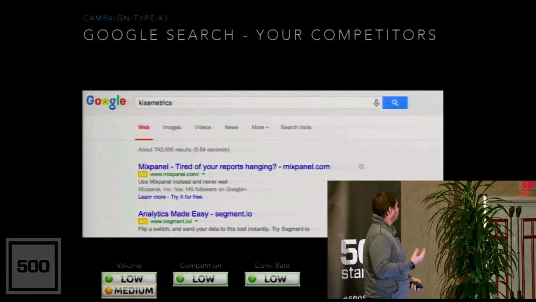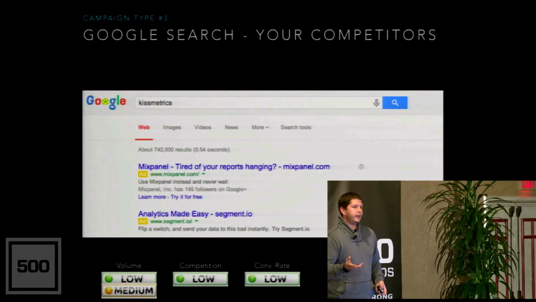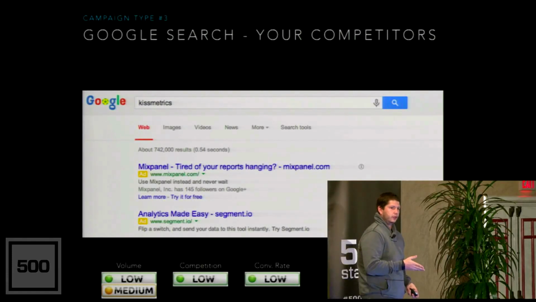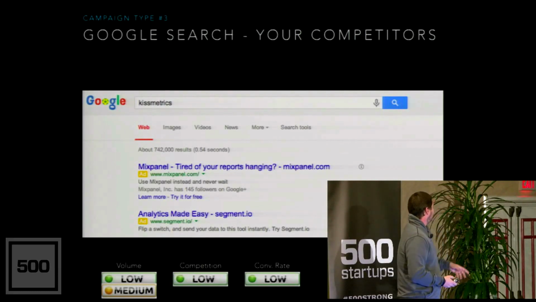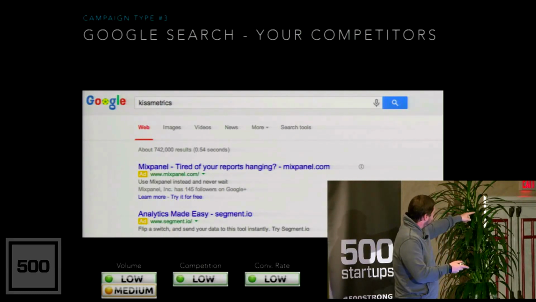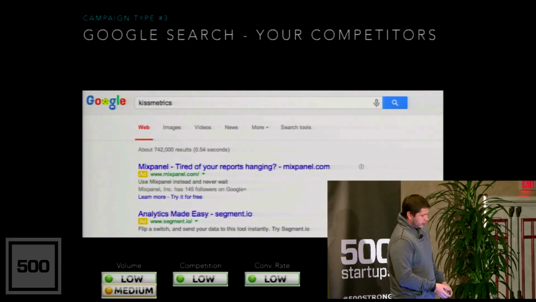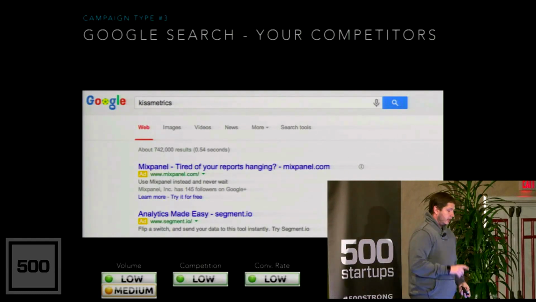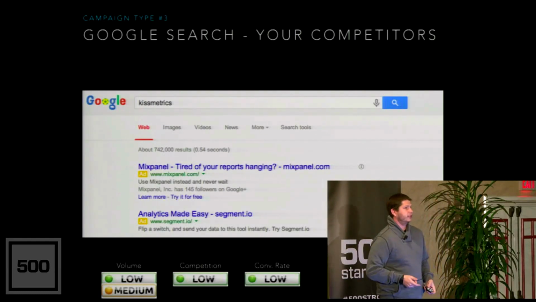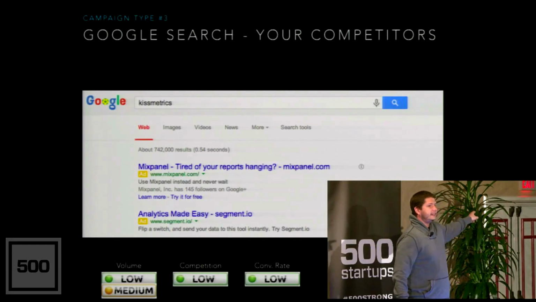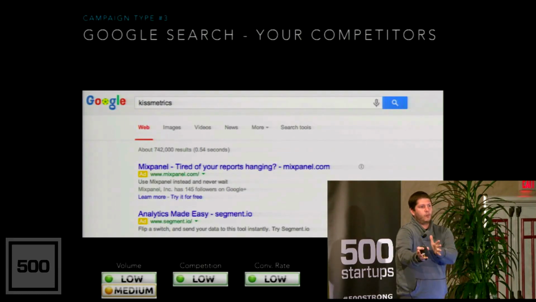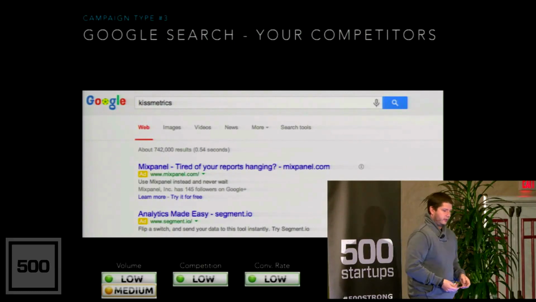But then what you can do is a Google search campaign for your competitors' keywords or products that replace your product. For example, here you can see if someone searches for Kiss Metrics, Mixpanel is running an ad saying, tired of your reports hanging. So if someone is thinking of buying Kiss Metrics and they see that ad, at least I have a way to get them to say, maybe I should check these guys out.